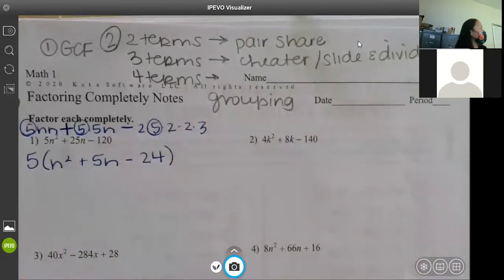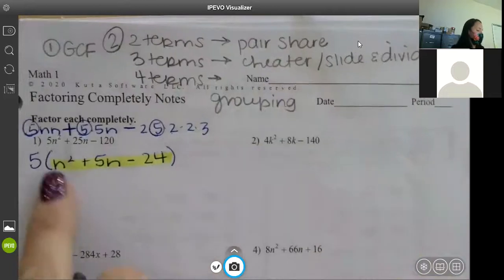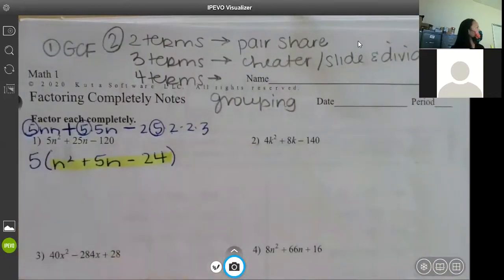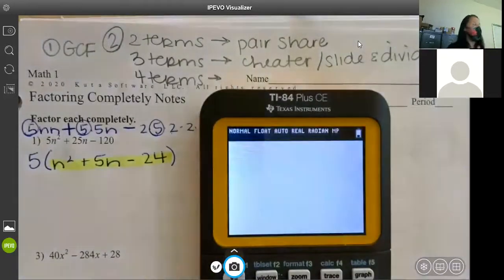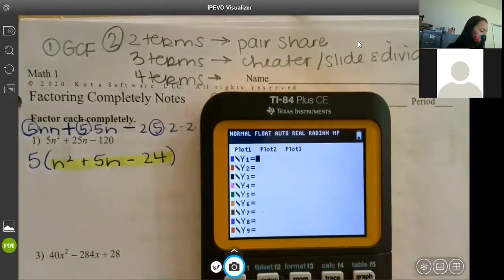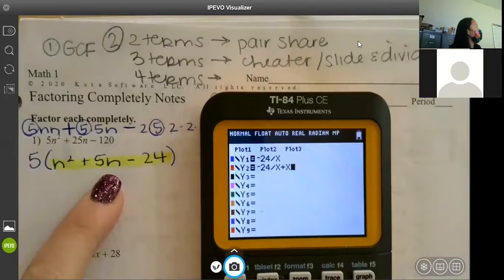All right, this does not mean that we're finished. That just meant that we had a GCF. What we're going to do now is look at this inside part. And I'm going to see if I can use cheater method. I'm going to use cheater method because there's no number in front of that n squared. Just ignore the 5 now. So remember what we did to be lazy, which is perfectly fine. I'm not saying that in a bad way. We can be lazy. And in our calculator, we're going to put in negative 24 divide x, negative 24 divide x plus x. And we're going to see if there's a red 5. You guys remember that? A red 5.